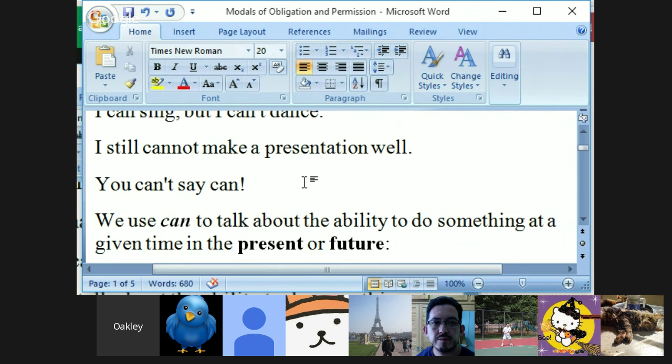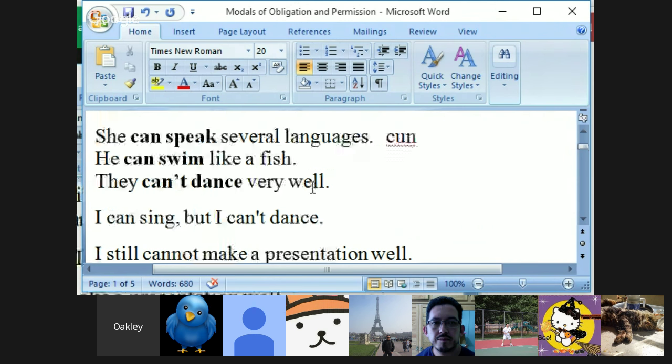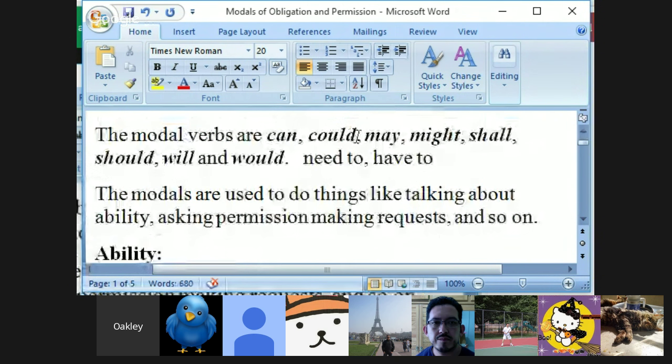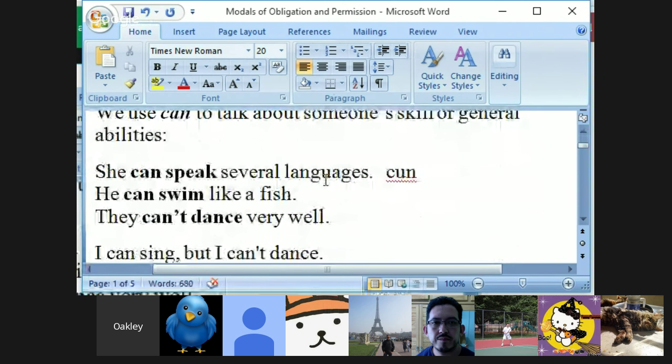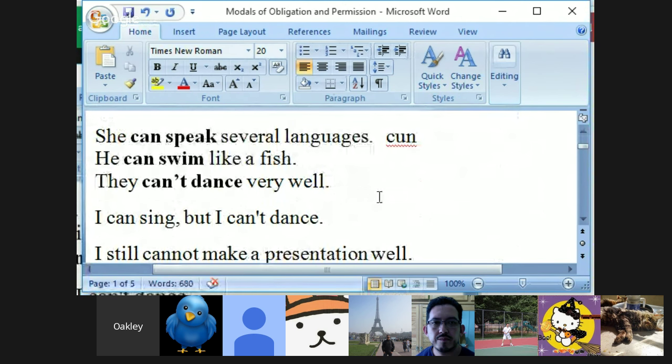And the thing is, with all of our modals, we have negatives: couldn't, mightn't, shouldn't, won't, wouldn't. They all have negative versions, and the same thing holds true in speaking for all of the modals when they're negative. We're going to stress that word in the sentence to make sure that it's understood.